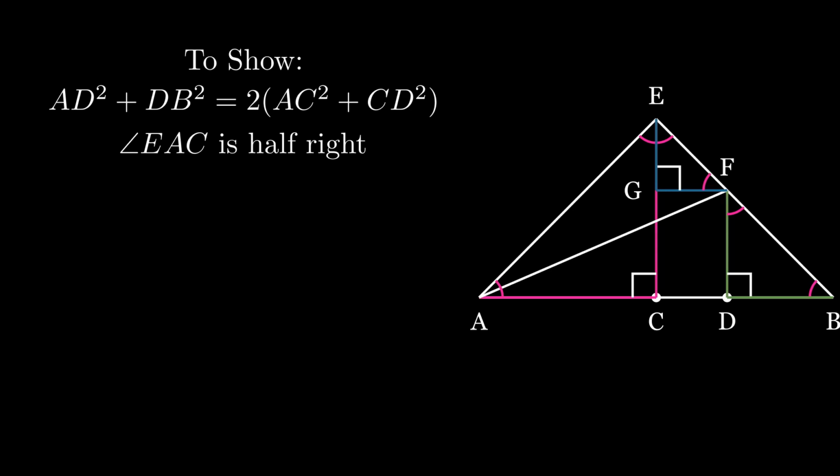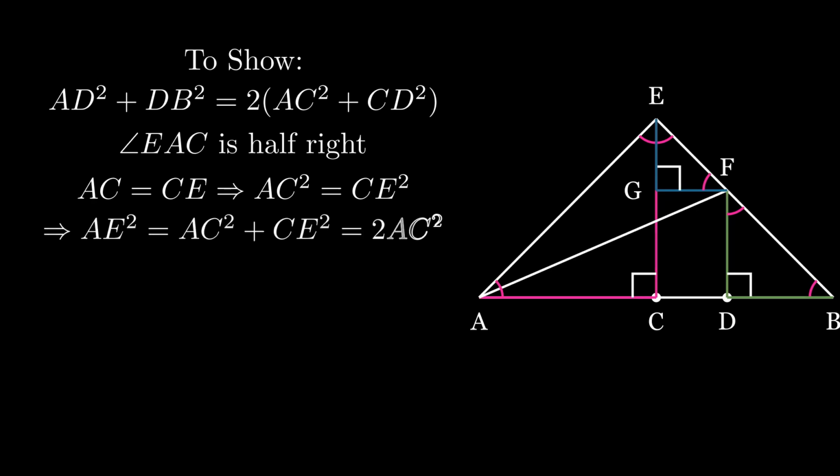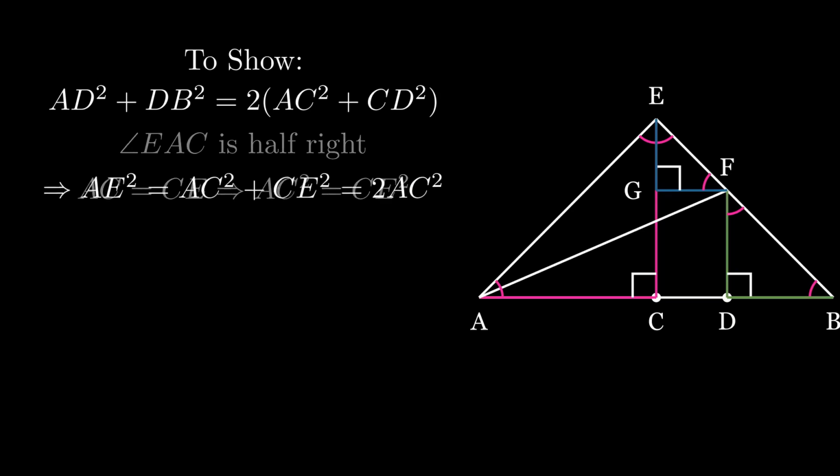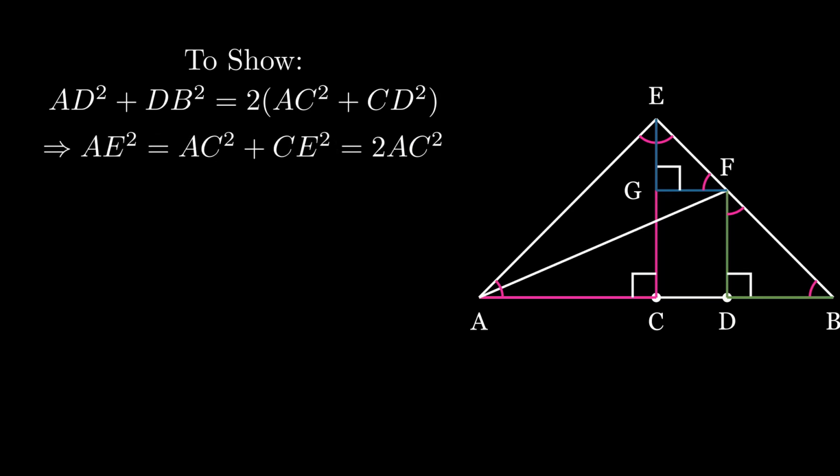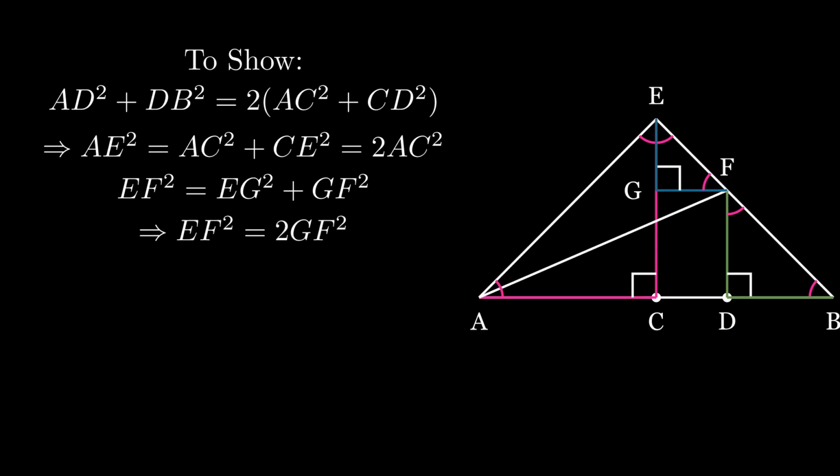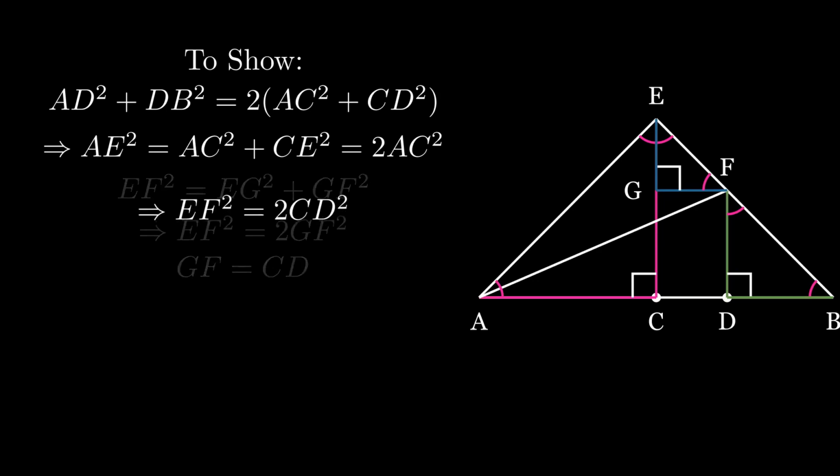AC is equal to CE, therefore the square on AC is equal to the square on CE. By the Pythagorean theorem, EA squared is equal to AC squared plus CE squared, which we just showed was 2 times AC squared. Also, looking at triangle EGF, by the Pythagorean theorem, EF squared is equal to EG squared plus GF squared. GF being equal to EG, we thus have that EF squared is equal to 2 times GF squared. GF is equal to CD, so EF squared is equal to 2 CD squared.